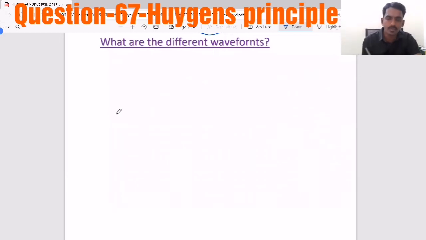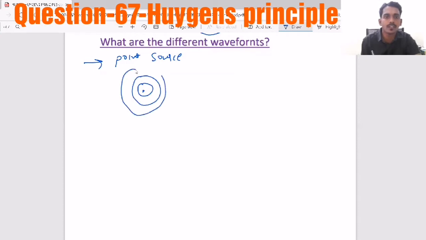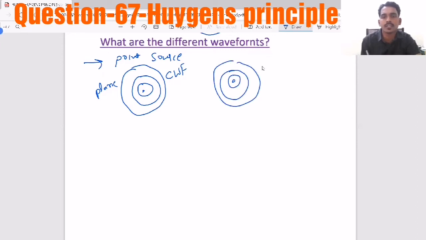And the very first kind of question they can ask is, what are the different wavefronts? In the case of a point source in a plane, you will get a circular wavefront. But for the same point source inside the space region, in 3D, these are called spherical wavefronts.